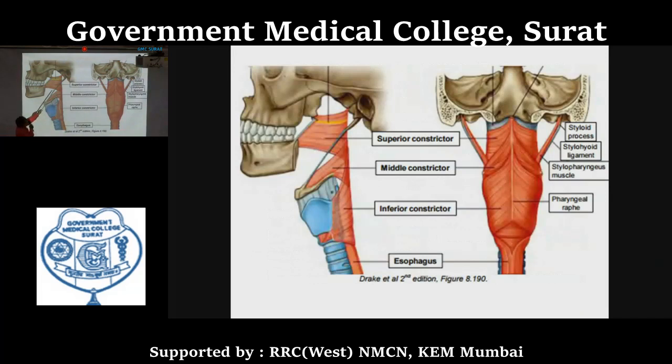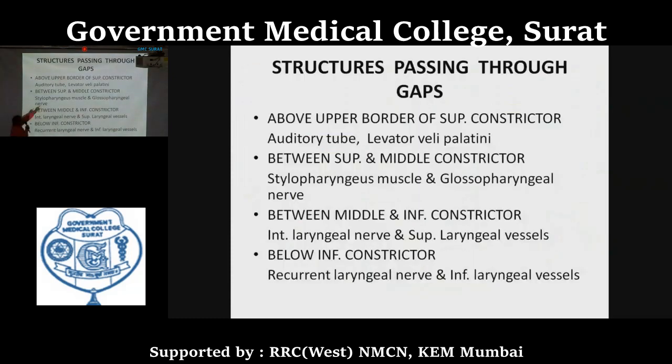Here you can see this is the superior constrictor and this one is the middle constrictor. A gap is there between these two. In the same way, between the middle and inferior a gap is there. Then deep to the inferior constrictor, certain structures also pass, and above the superior constrictor a gap is there. That also transmits certain structures. So which are the structures passing above the superior constrictor, between the superior and middle constrictor, between the middle and inferior, and below the inferior? That I am going to tell you, and I have enumerated the list.